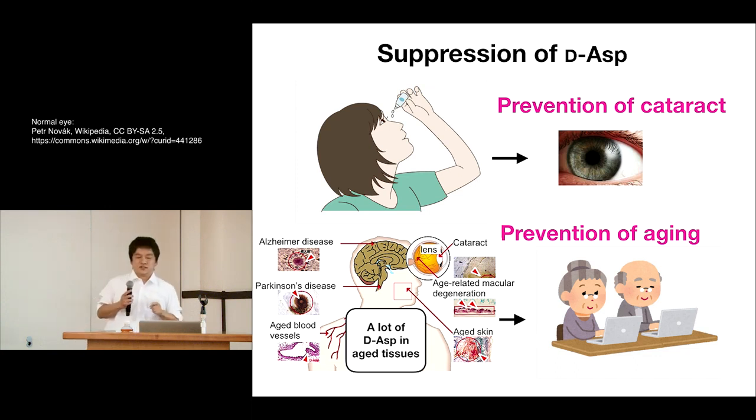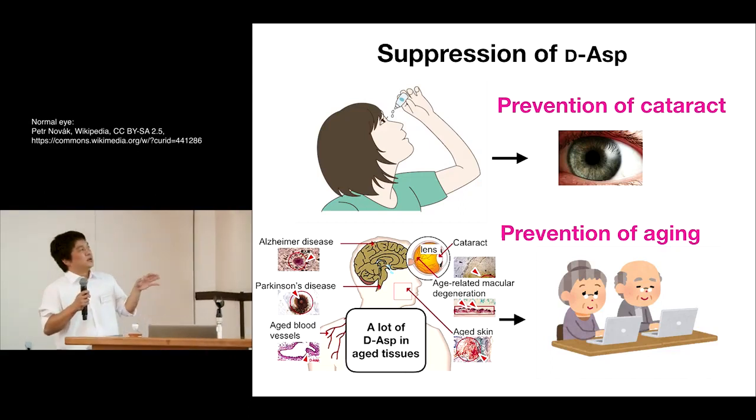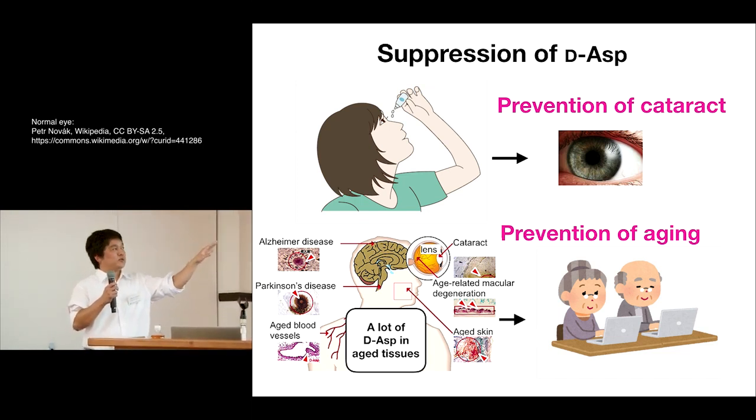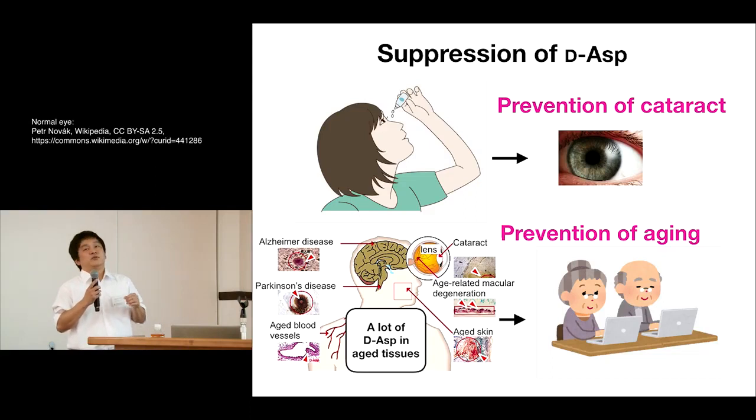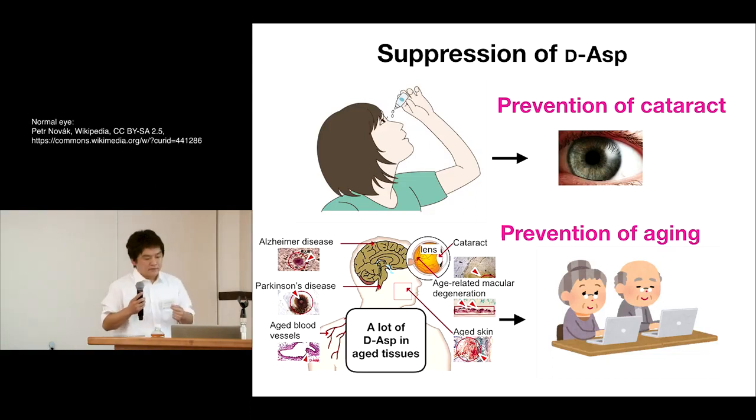The important thing is that this is a suppression of the chemical reaction from L to D. So you can use this medicine for everything in your body. If you can get this eye drop, you can use this for any part of the aged tissue. So probably it's possible to prevent any of the age-related disease. This prevents the D-aspartate formation, and it prevents the aging to keep the quality of life in the later phase of your life.